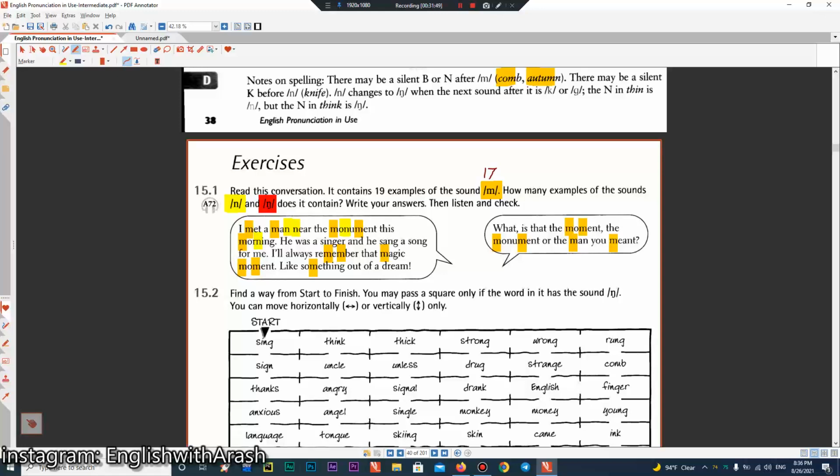Not clear? Let me see. Is it better? Still not clear?